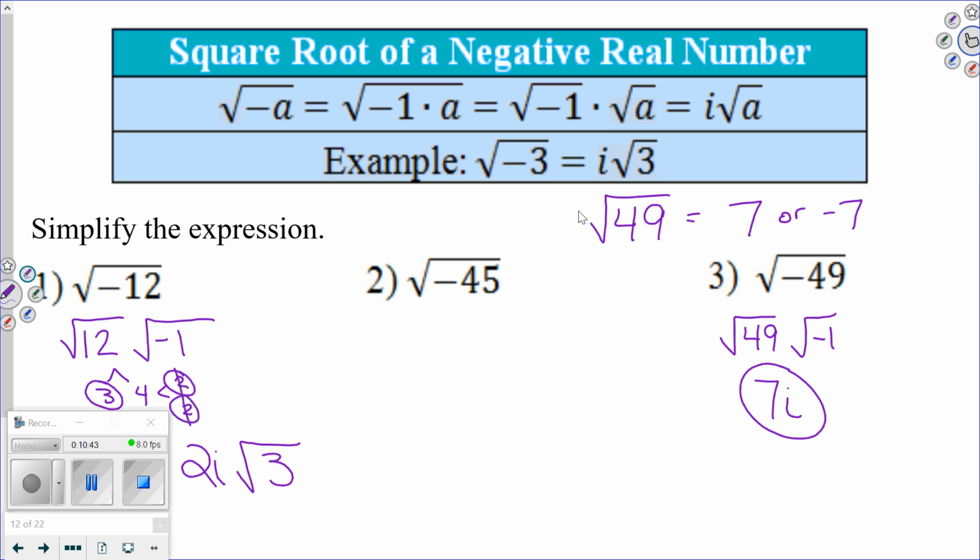Now, when you're pulling that i out, it's going to go with whatever number you pulled out front. It kind of acts more like a variable, right, where you wouldn't write x2, you'd write 2x. The same thing. I could write i2, but it sounds funny, right? We would write 2i.